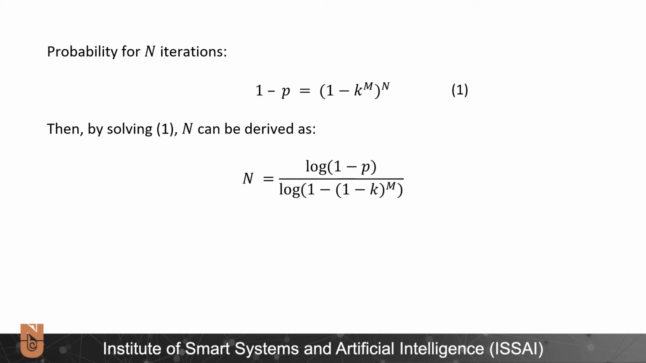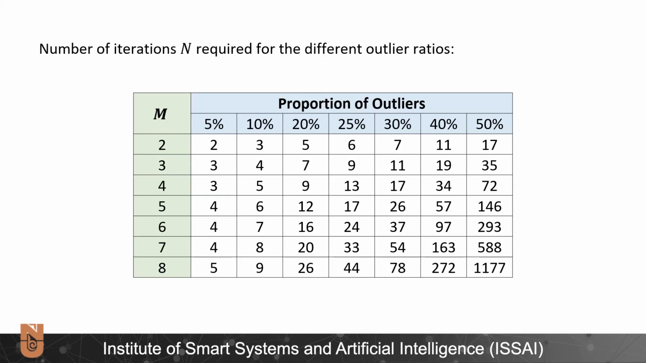So for n iterations, the probability becomes 1 minus p equal to 1 minus k to the power of m, everything raised to the power of n. And by solving this equation, we can derive the equation for n. The table here shows the number of iterations n required for different outlier ratios.